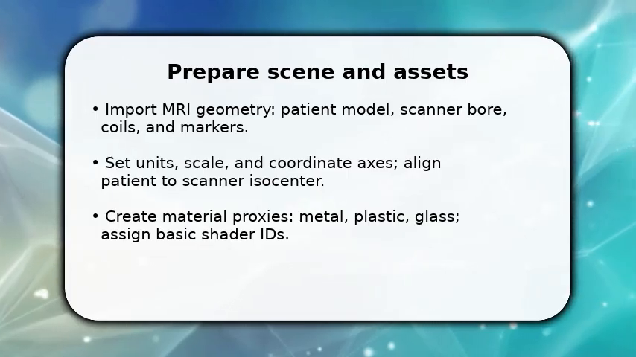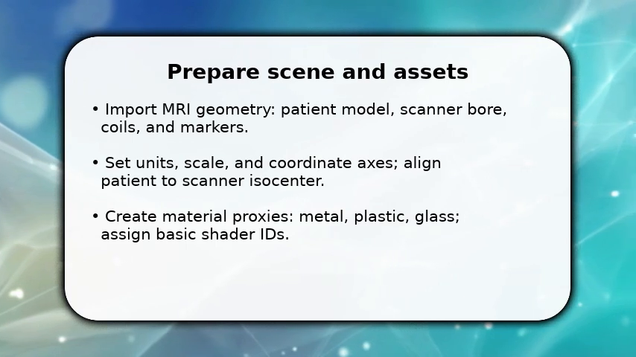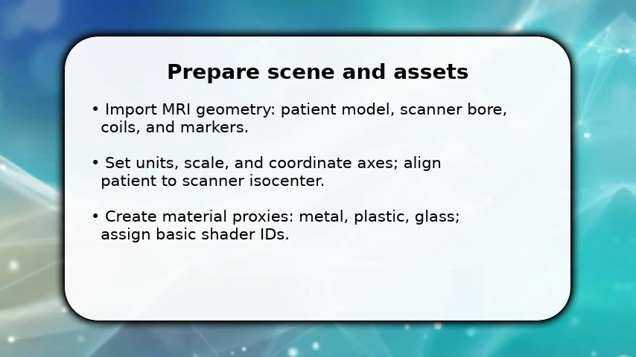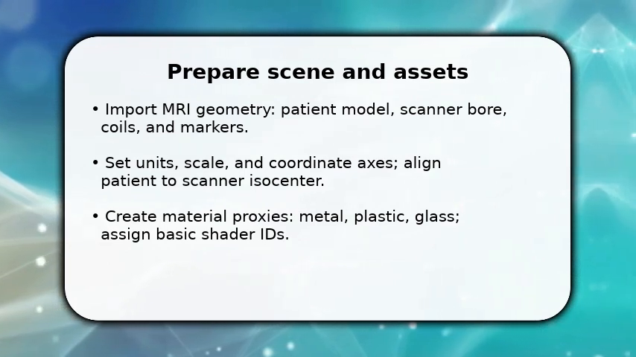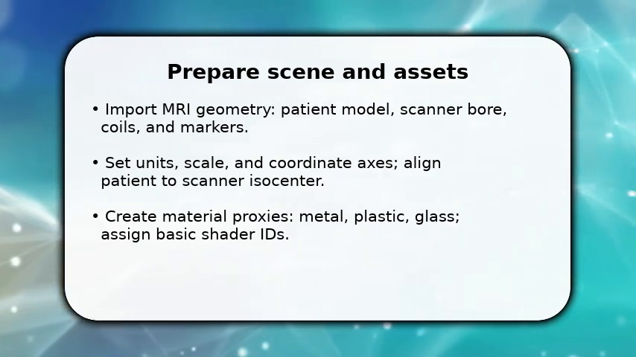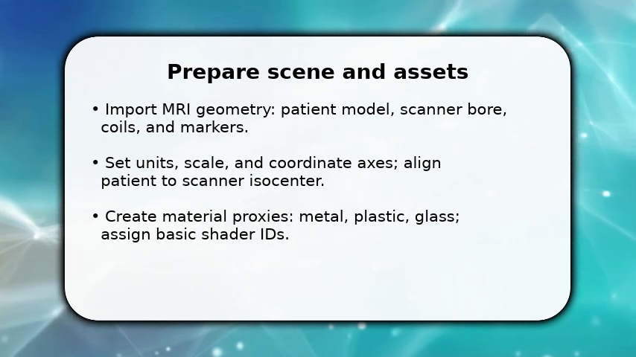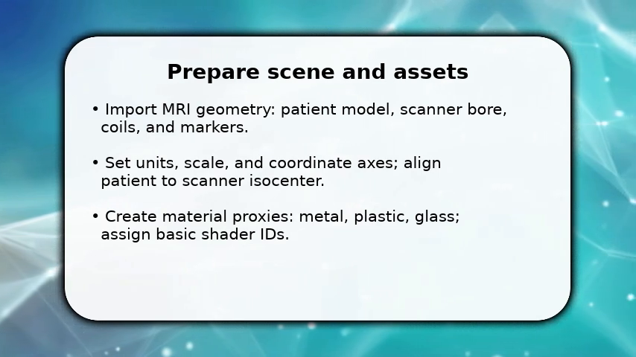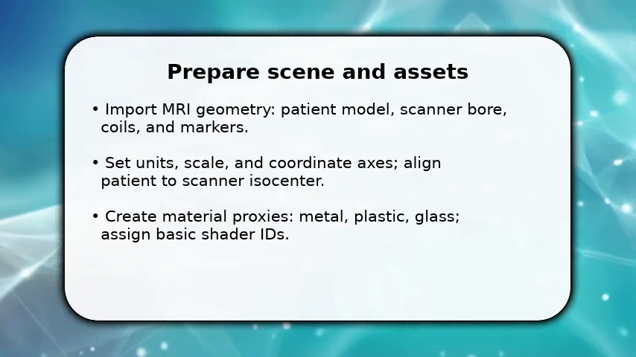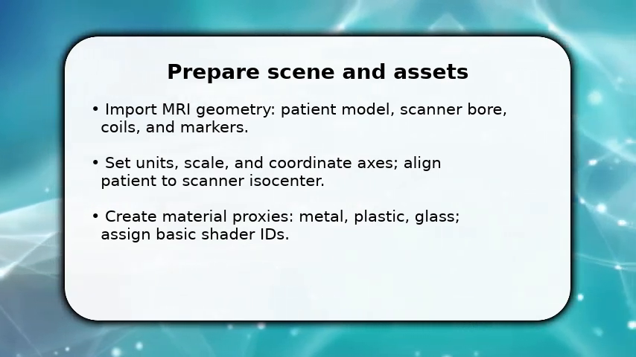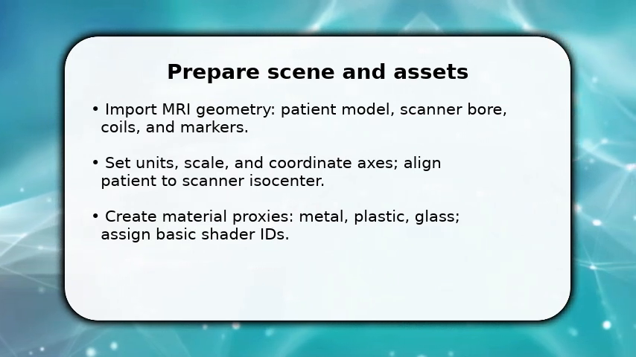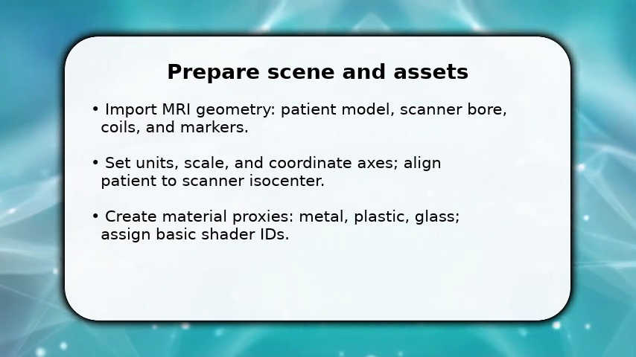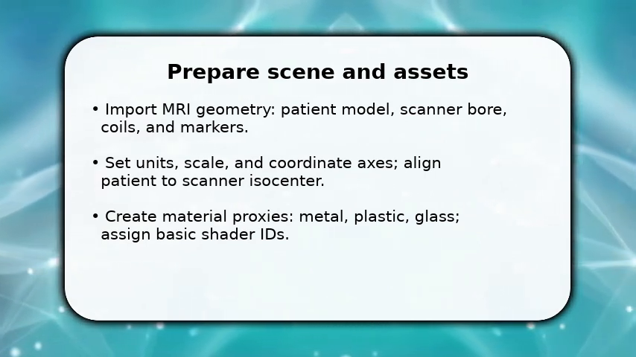You start by importing the MRI geometry and aligning everything to scanner ISO center so measurements match reality. Set scene units and scale to millimeters and make sure coil and bore meshes have consistent transforms. Assign simple materials: metal for gradient housing, plastic for coils, glass for display windows, to speed iteration. Once done, lock transforms and place markers for animation rigs. This step reduces downstream cleanup and prevents jitter when you animate sequences and camera moves.